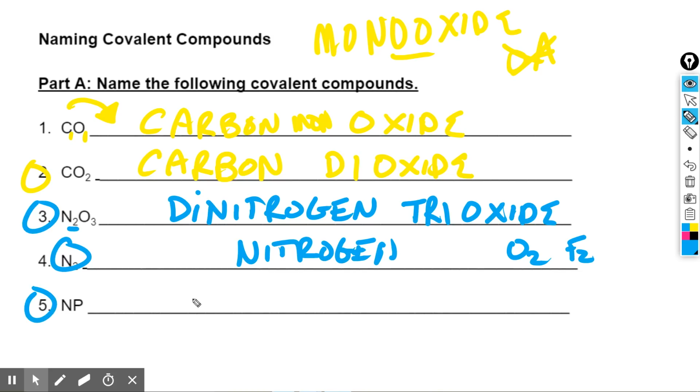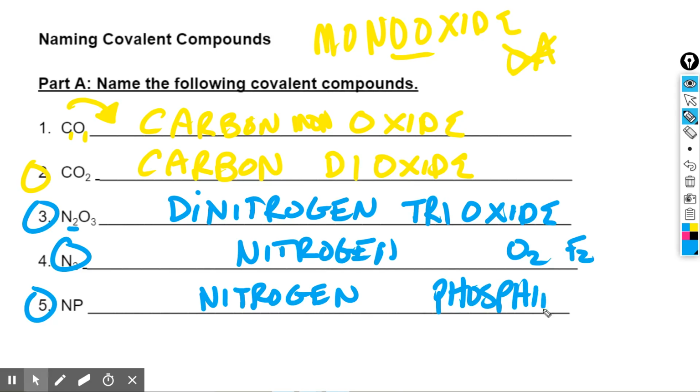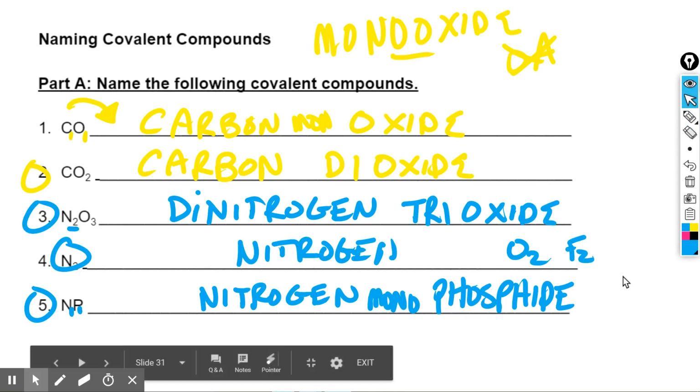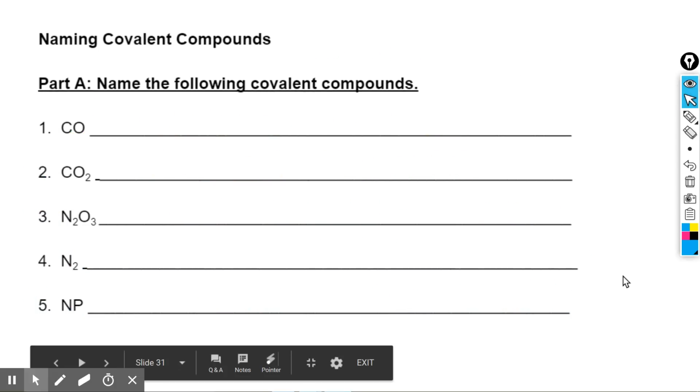What about number 5? Nitrogen and phosphide. So what's our prefix on the first one? Mono, so we don't write it. Prefix on the second one, monophosphide. So nitrogen monophosphide. If you need some more help with this, come see me. Otherwise, finish those on your paper, and when you're ready, you can resume the video on the formula writing part.